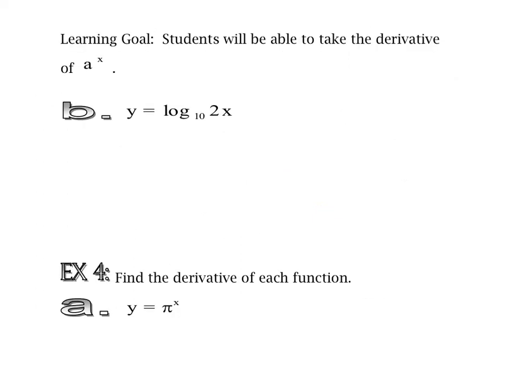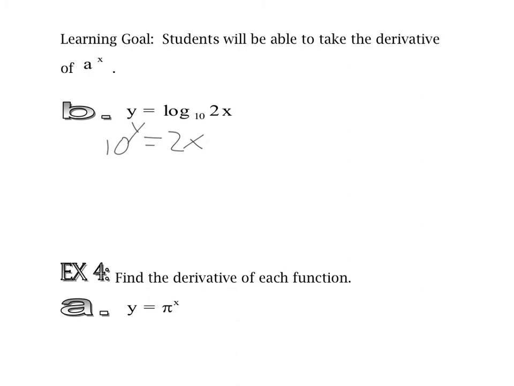Okay, so this one's kind of interesting. We're going to eventually have a rule for logarithms, but it comes from this same idea. So we're going to use the natural log and the same rule, but before we do that, let's rewrite this. A logarithm is just an exponent rewritten, so let's rewrite it as that exponent. The 10 is the base, so it'd be 10 to the y equals 2x. Alright, well that's pretty doable, right?